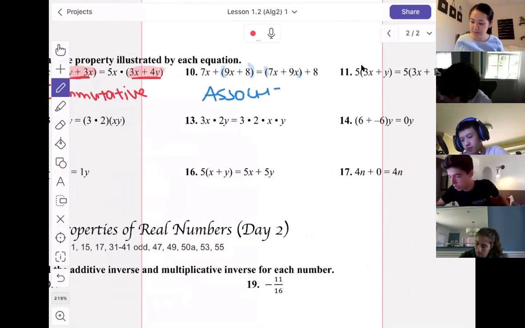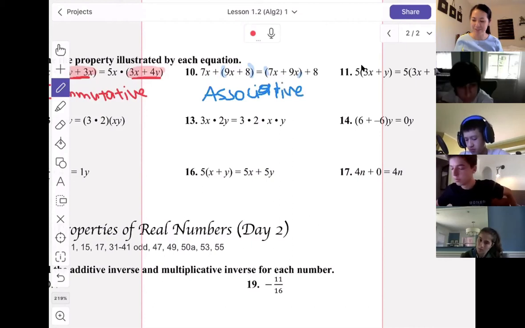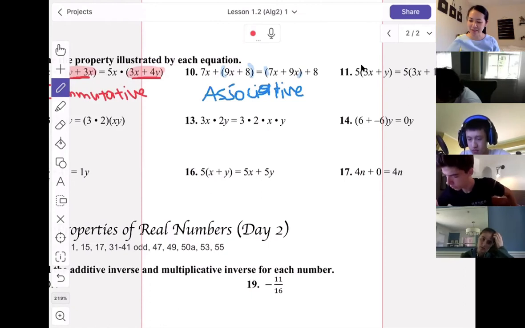All right. Oh, yikes, this handwriting. There we go. Okay, associative. All right, next, number 11.